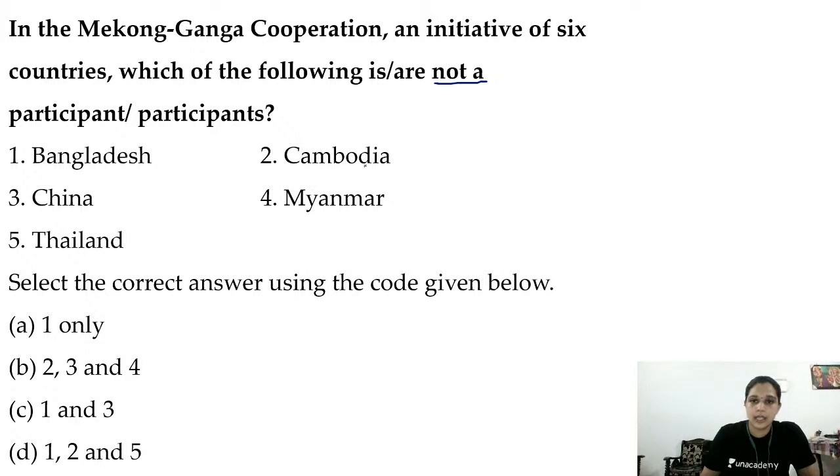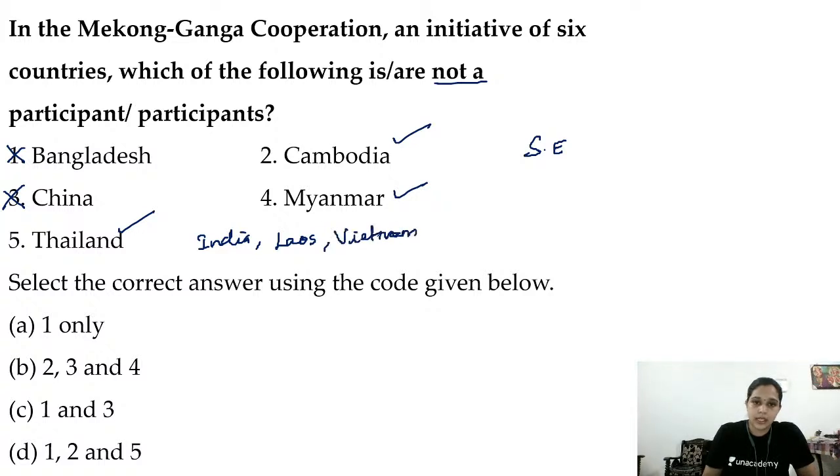So if you see, it is the Southeast Asian nations. In this, Bangladesh will not come and China will not come. Cambodia is there, Myanmar is there, Thailand is there, India is there, Laos. Did I miss any other country? Vietnam. So this question, Mekong Ganga Cooperation, was a current affair also, international affairs, and you should definitely know it in terms of international affairs, current affairs.